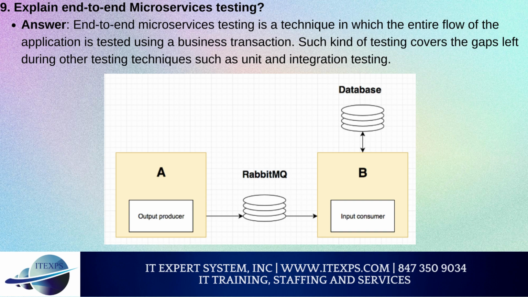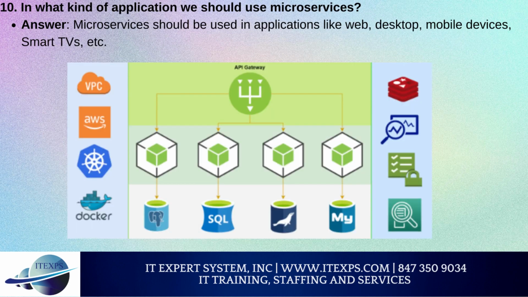10. In what kind of application we should use microservices? Answer. Microservices should be used in applications like web, desktop, mobile devices, smart TVs, etc.